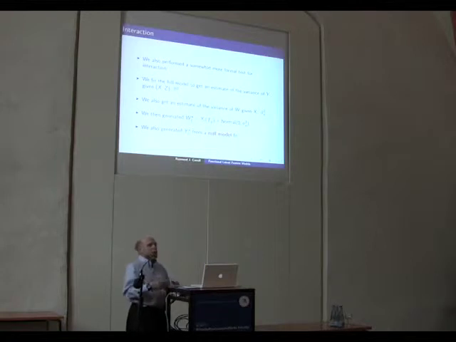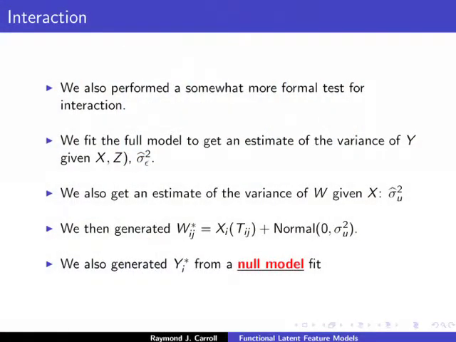Basically, what we did is we generated data from the null model. It's a type of parametric bootstrap. We generated data from the null model that there's no interaction. We generated the W's to add noise from the observed data. We did a little bit more of a formal test, but basically we generated data from the null model with the distributions of X attached, and then looked to see what happened with the likelihood. This is not a very good explanation of it, but that's basically the idea.